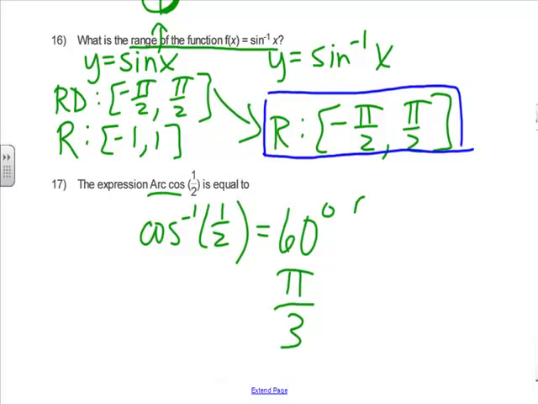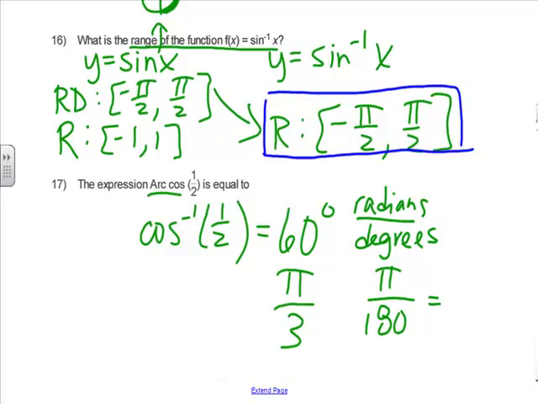But remember, if you ever need to do that, you can always set up a little proportion, where you just write pi radians is 180 degrees, and then you say, okay, I need to figure out what this is for 60. You cross multiply, and next thing you know, you get that.